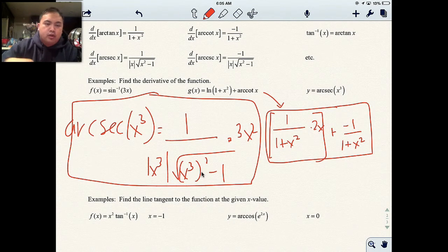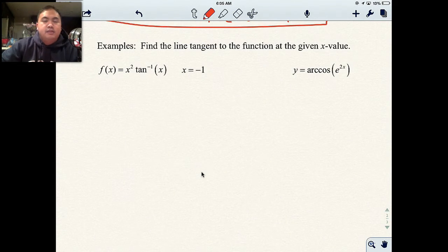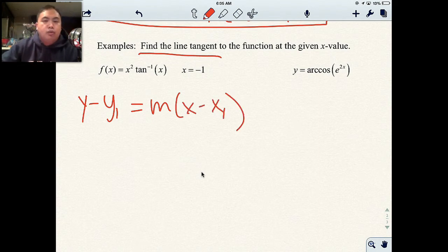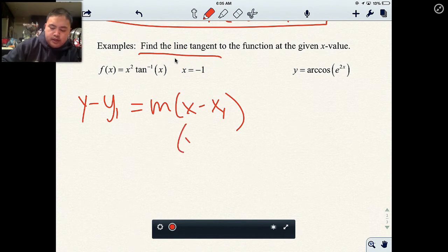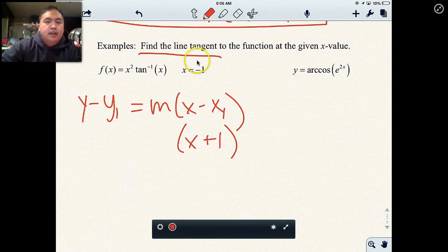And the last example I want to go over for you, something we keep practicing over and over again, you'll see on the AP exam, is lines tangent to the function. So if it says find the tangent line, find the line tangent, I always start with y minus y1 equals m parentheses x minus x1, point slope form. First thing they give me is x equals -1. So I'm going to write x minus negative 1, which is x plus 1. Then, remember, to get y, I'll take -1, plug it in here, and solve for y.